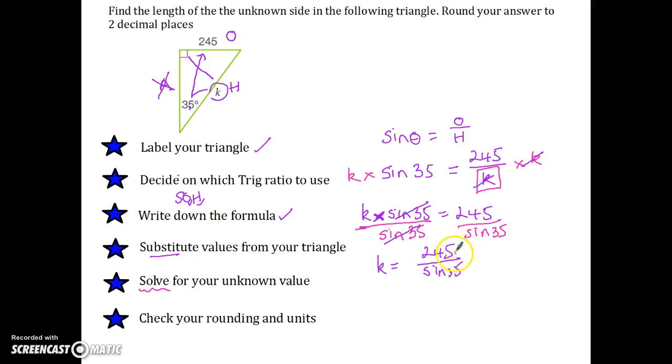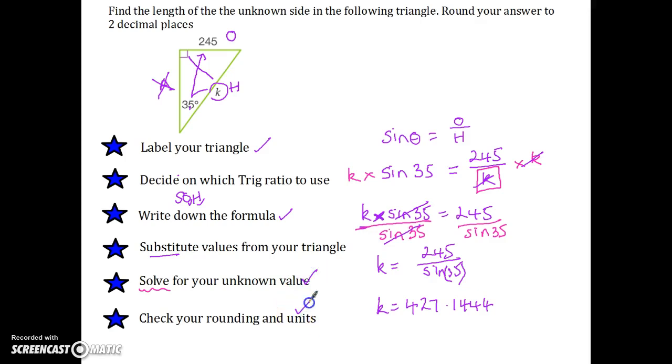Have a go now. 245, and then you do your divided by sine, and again remember it's going to open a bracket here, just close it again, it doesn't matter. The important thing is you don't rub it out, otherwise the whole thing falls apart. So k then equals 427.1444.